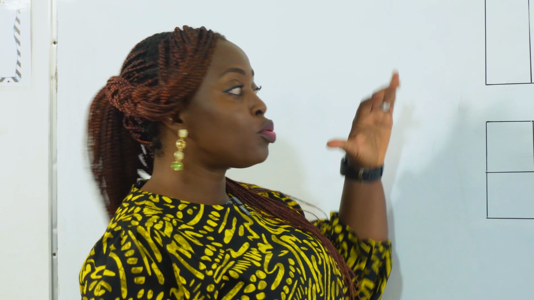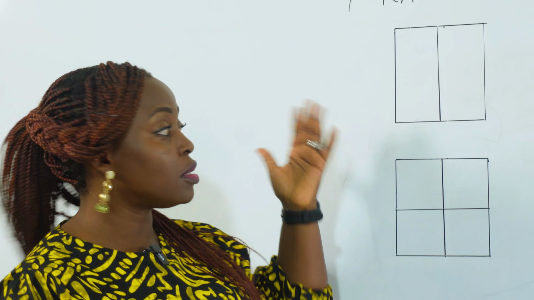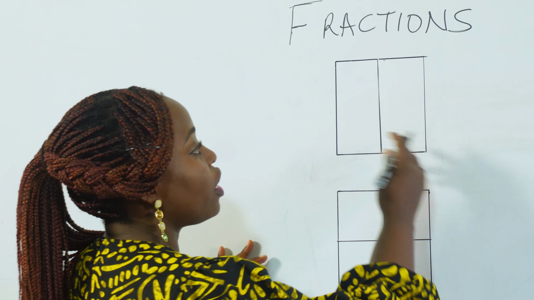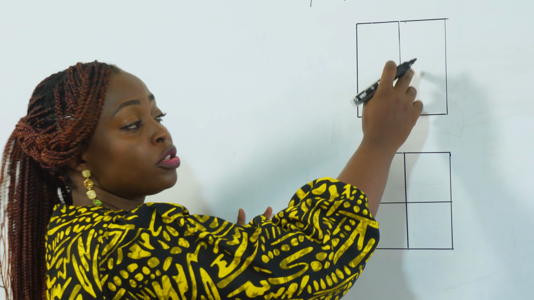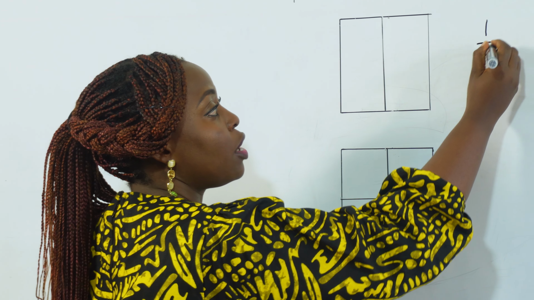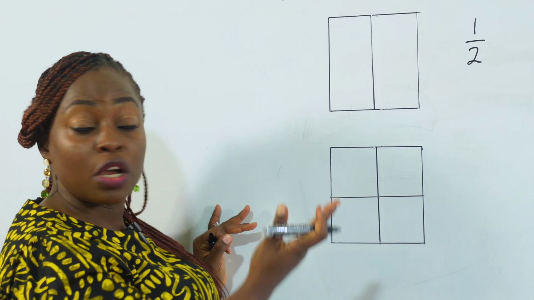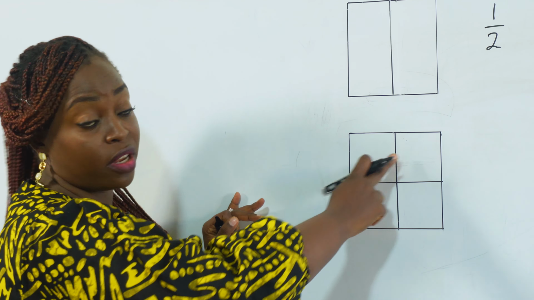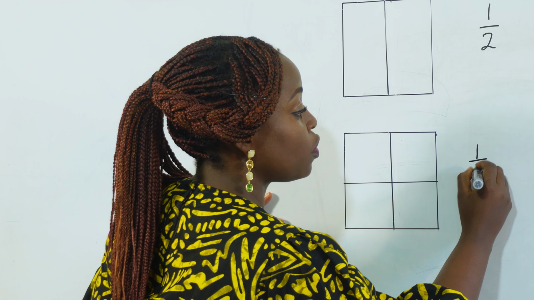All right, so here we have two squares. One is divided into half, and the other one is divided into quarters. Now, we have to represent one part of this square, it's going to be 1 out of 2 parts. So that's what half means. To represent one part of this square, which is divided into 4, it's going to be 1 out of 4 parts.